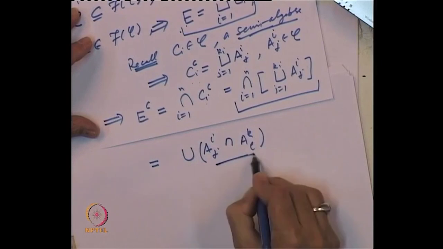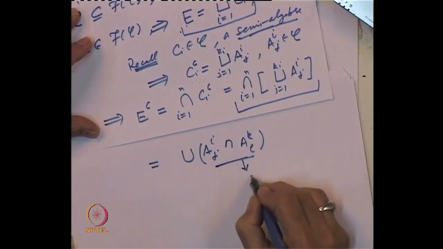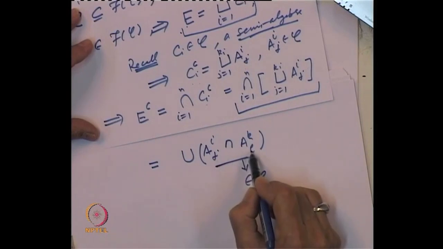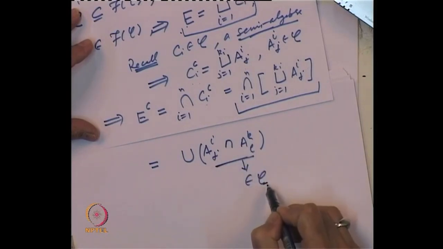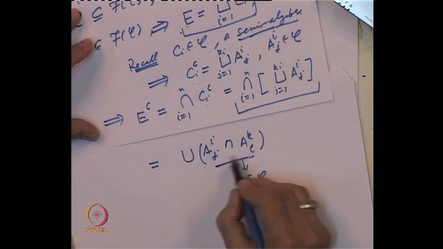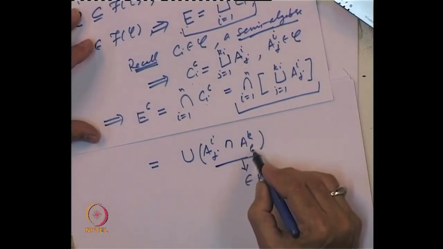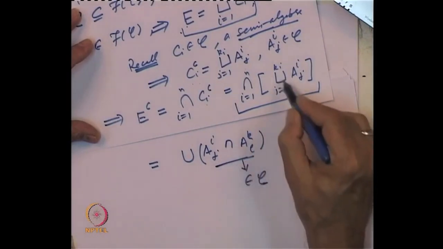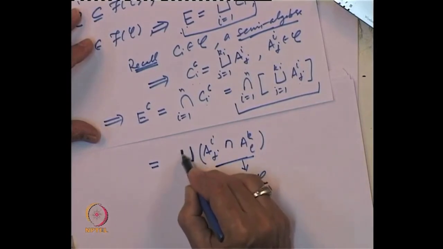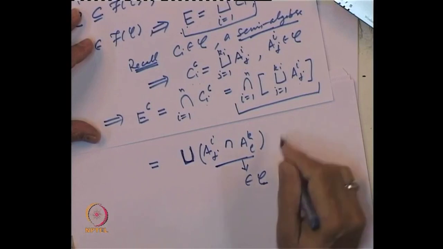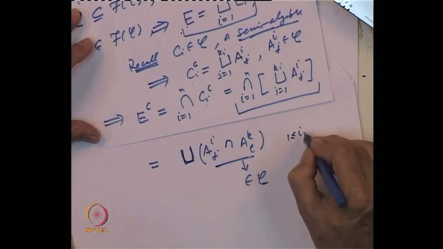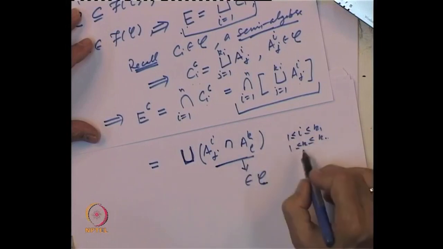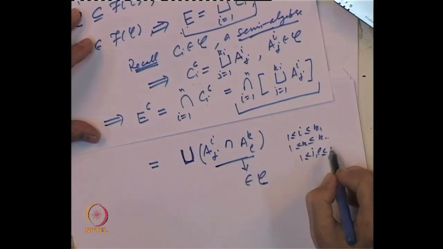And these sets, each one of them, belong to C. Why does it belong to C? Because the collection C is a semi-algebra, both of them are elements of the semi-algebra. So, this intersection is an element of the semi-algebra. And these sets are pairwise disjoint, because if any one of the pairs i, k, j and l is different, then those sets will be disjoint. So, I can say this is a disjoint union of sets of the following type, where i and k range between 1 and some index, and j and l between 1 and k i and k k respectively.